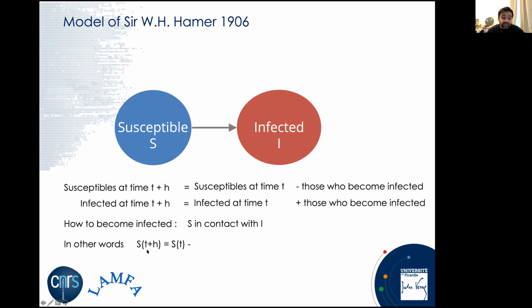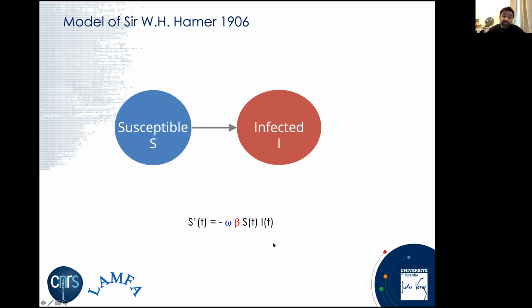It means S at time t plus h is equal to S at time t minus S in contact with I, with some coefficient. I will explain later. Now if you put S on the left, divide by h, and let h go to 0, you obtain the derivative, and you get this ordinary differential equation. Usually it's not written like that, but I prefer to write it like this. The first coefficient is the average number of contacts, and beta is the infection rate.